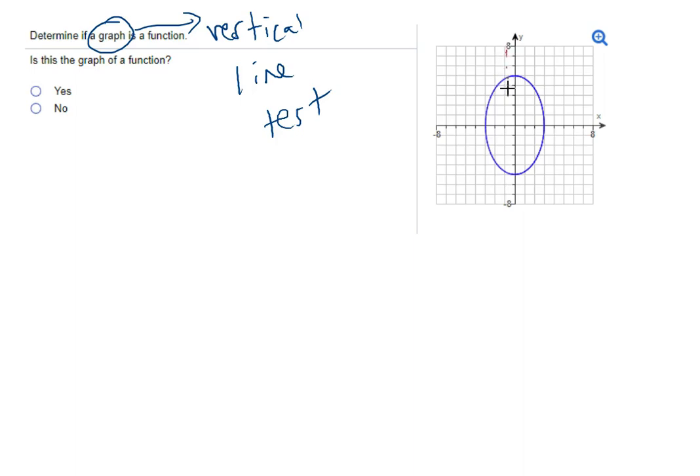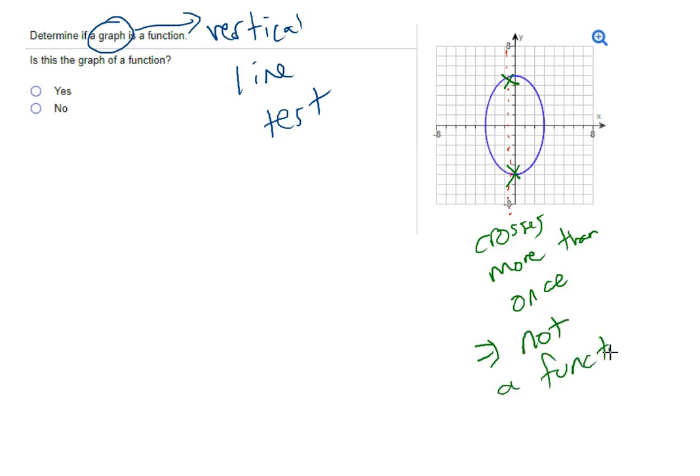So I'll do, like, let's say this one right here. Okay, so here's a vertical line. Try to make it as vertical as I could. How many times is it crossing the graph? It's crossing it 2 different times. Once up here, once down here. If the vertical line crosses the graph more than once, then it's not a function. Right? So this crosses more than once, and so this is not a function. All right. I'm sorry, that's supposed to be an arrow, but I'm not very good at drawing arrows, so it's not a function. All right. So the answer here is no.